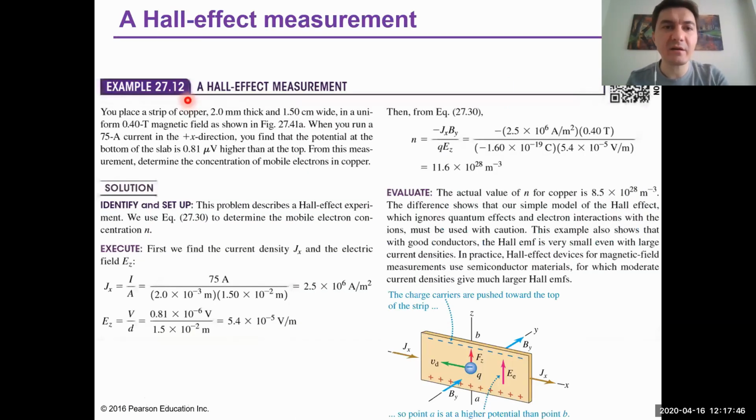Here we have a Hall effect measurement. We place a strip of copper, okay, 2 millimeter thick. Thickness is this part, okay, this is the thickness, and this is the width.